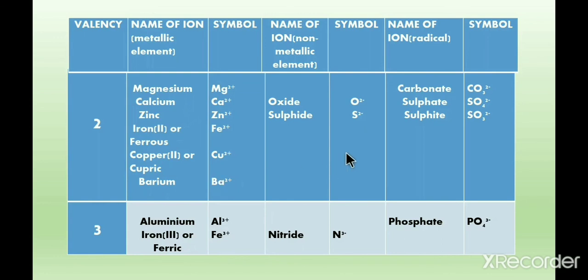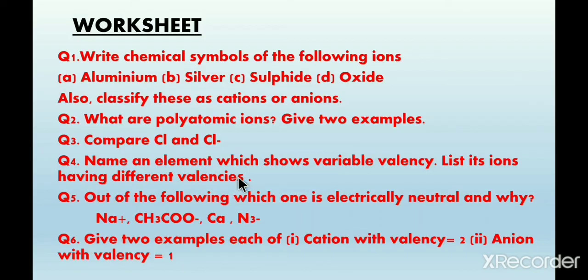So at the end of the topic, we have achieved all learning outcomes. That is, now you are able to define the term ion, radical, valency, classify ion into cation and anion. You are able to differentiate between cation and anion. You can compare an atom with an ion, and you can name elements with variable valencies and list the ions having valency 1, 2 and 3, and also you are able to write symbols of various ions and radicals.